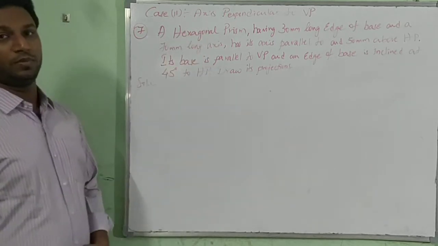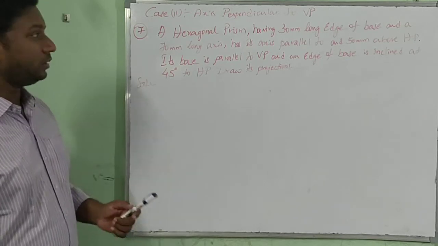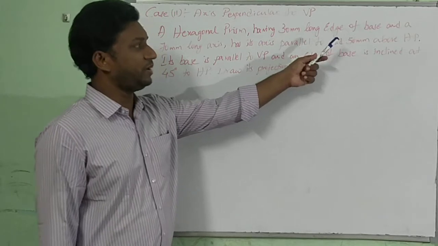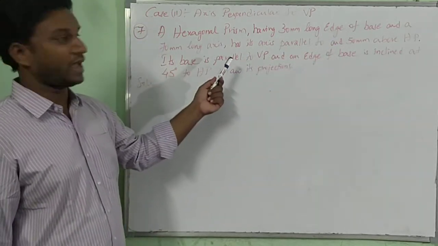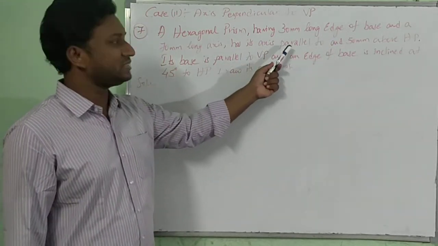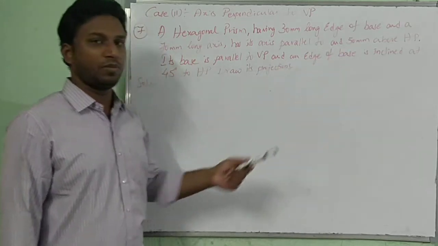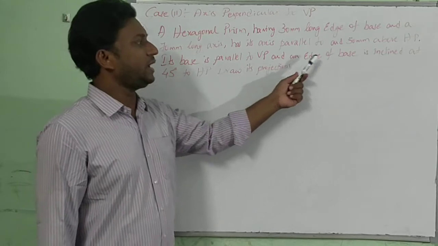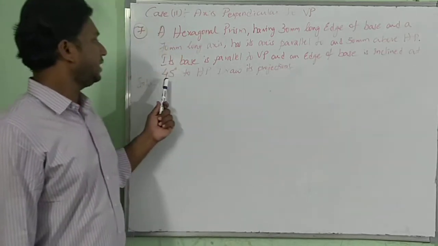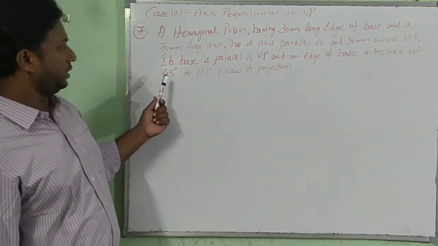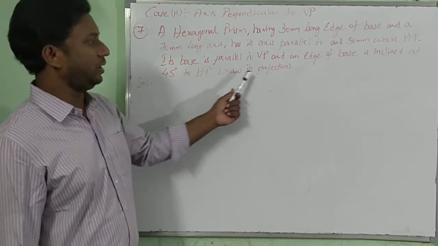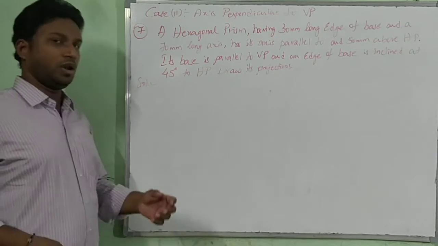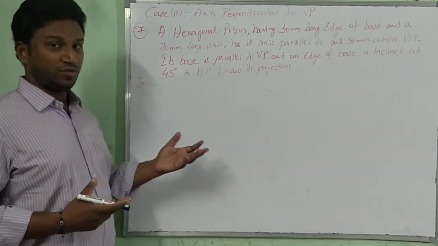Problem number 7. Look at the problem. The hexagonal prism having 30 mm long edge of base and a 70 mm long axis has its axis parallel to and 50 mm above HP. Its base is parallel to VP and an edge of the base is inclined at an angle of 45 degrees to HP. Draw its projections. Simple question. I hope you all understand the previous problem number 6 with pentagonal prism.